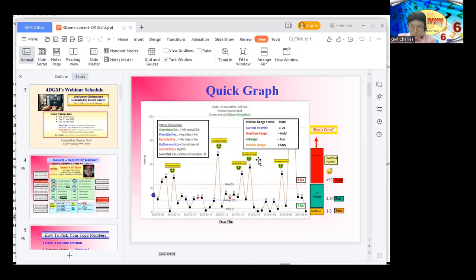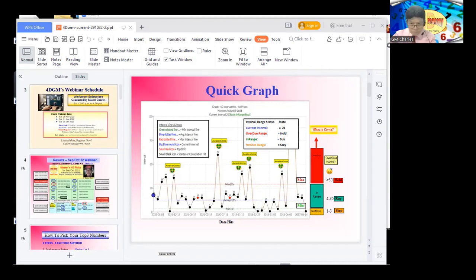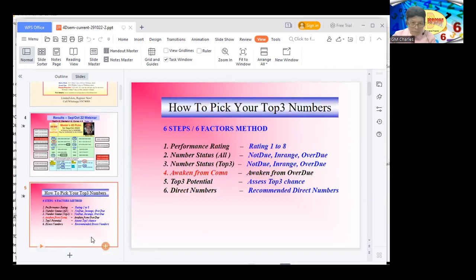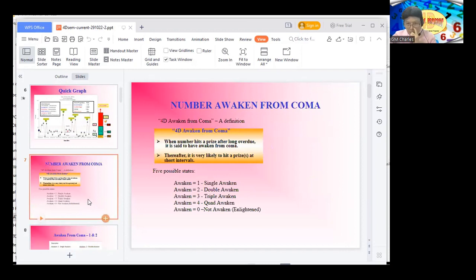Okay, so now you understand this. I want to recap: what is the definition of coma? What is the definition of coma? So that you can again have an idea how to go about this. Okay, let me just explain further on those 40 numbers awaken from coma.